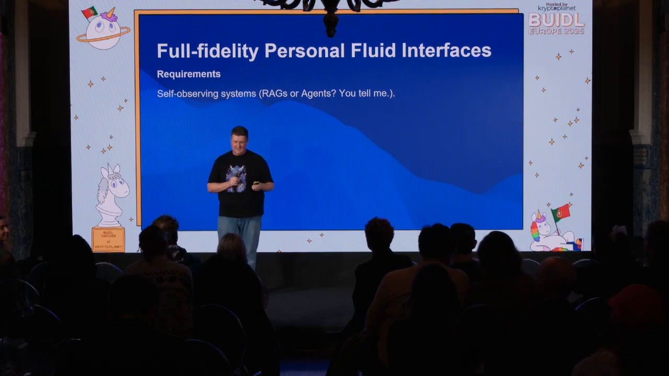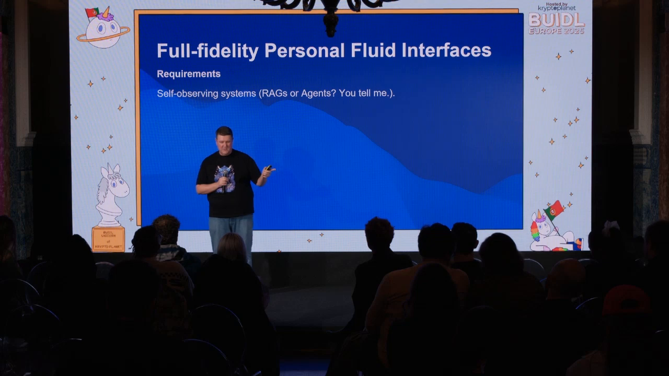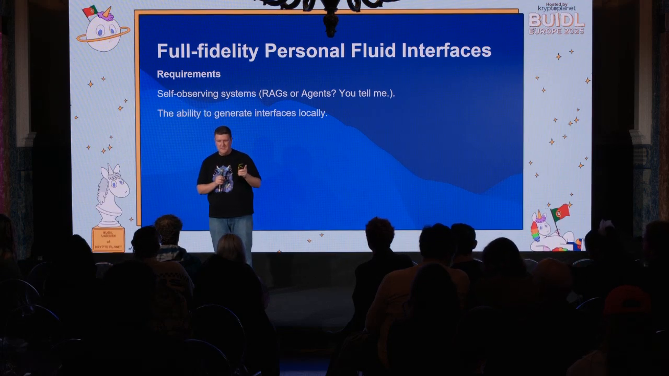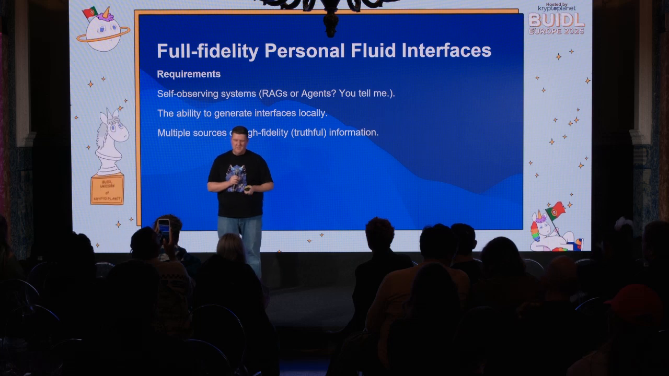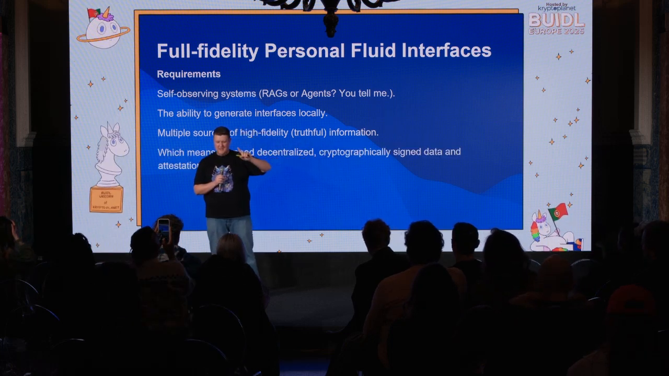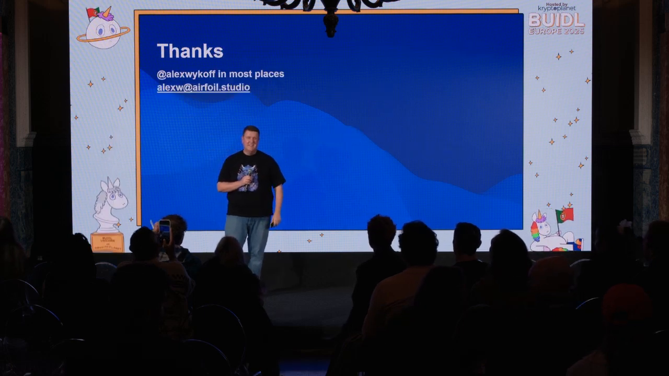So the requirements for this, and they're down to the last 10 seconds. We need to have self-observing systems, RAGs or agents, you tell me. The ability to generate interfaces locally, multiple sources of high fidelity, truthful information, which means decentralized cryptography, signed data, and attestations from sources. So that is it.